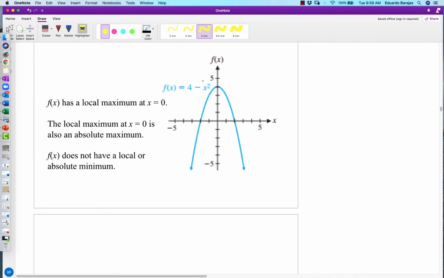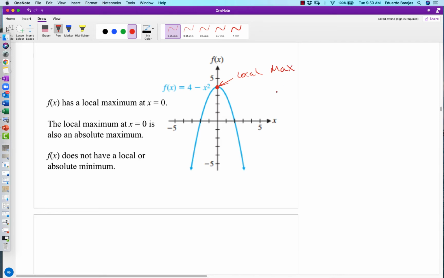Here's another example. Let's say f of x equals 4 minus x squared. We know that this is an upside down parabola shifted up. So here's the graph. And just from our knowledge of parabolas, we know that the vertex is going to happen right at this point. And so we know that that's going to be the local max.